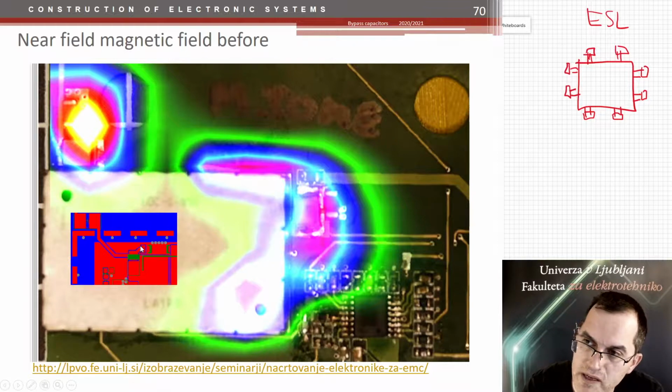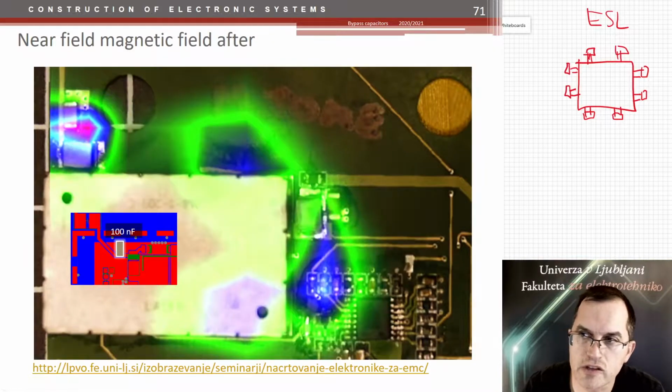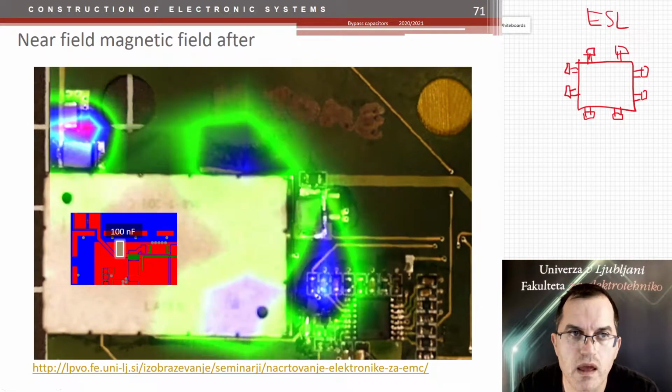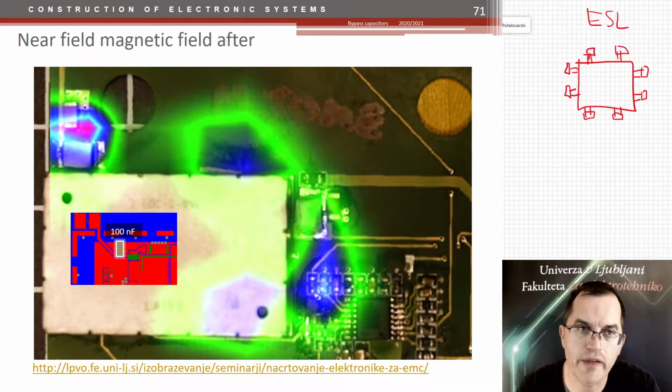Here, this short piece of track actually caused so much noise at the output. And this is the resulting near magnetic field. If we added an additional capacitor here, which was then connected properly, so entering the capacitor and exiting from the other side, this noise was much lower. And this is not exactly a bypass capacitor, but it shows how much of the noise can get through if you don't connect a capacitor properly. And that's what can also happen in your case, in case of bypassing.